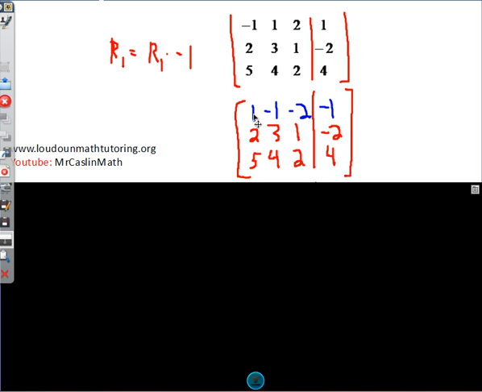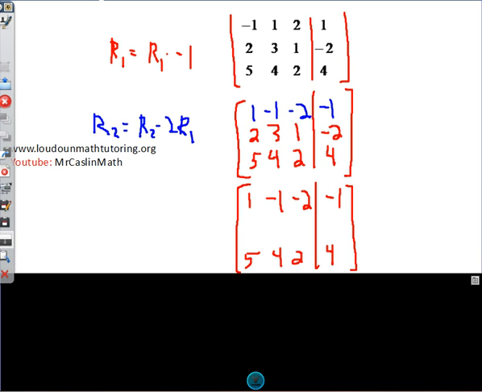Okay, now stay in this column. Row 2, column 1, make that a 0 next. Okay, so how can we do that? Well, we can say that new row 2 is equal to old row 2 minus 2 times row 1. Okay, so we get 2 minus 2 here, we'll create a 0.